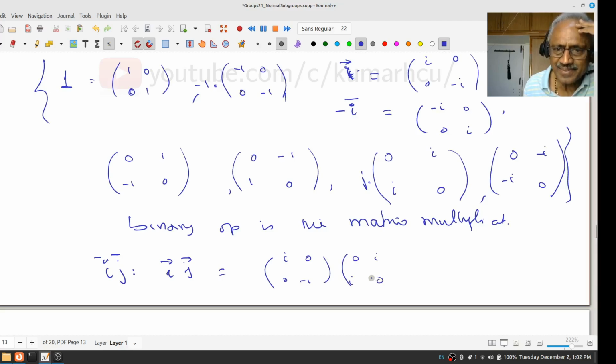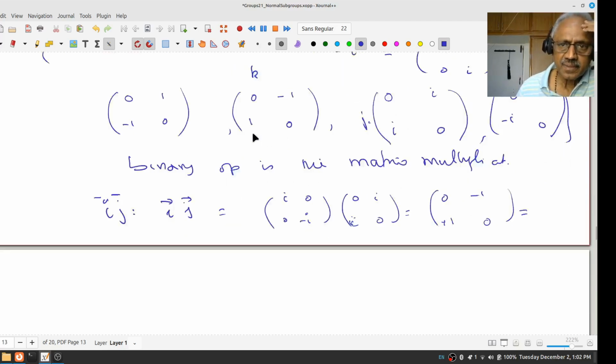i, 0. What is the product? This into this is 0 and this is minus 1 into 0. This times this and this times this, just to make sure I'm doing this, minus i. Plus this, minus i squared, therefore it's plus 1 and 0. So I'm going to get this element. So call this element K.